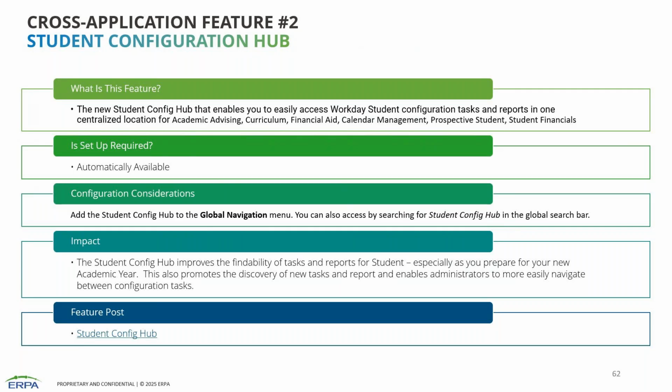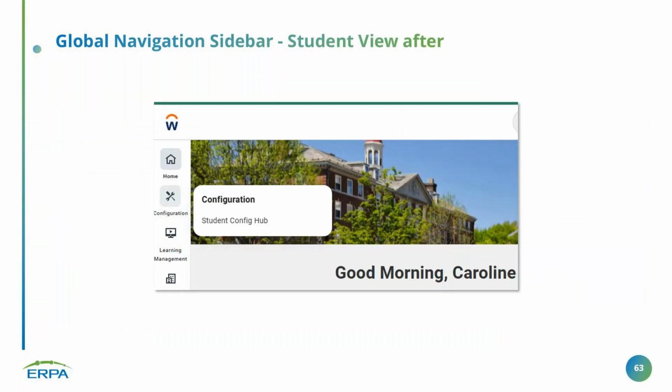It is automatically available to you. I turned it on in our tenant, and I'm going to show you a picture here in a second. I turned it on for the global navigation menu, so that other feature that we just covered, the global navigation sidebar, now also has this Student Configuration Hub available to you. So let's go into the next screen and have a look at it.